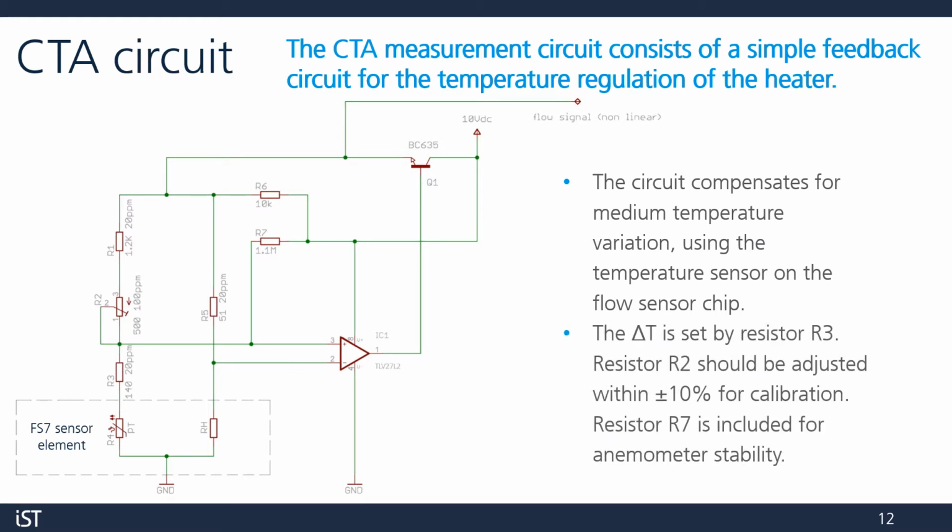The temperature difference, 30 degrees C in our previous example, is set by resistor R3. Resistor R2 should be adjusted within 10% for calibration. Resistor R7 is included for anemometer stability. For more details about this circuit, please check out our application note on our website.